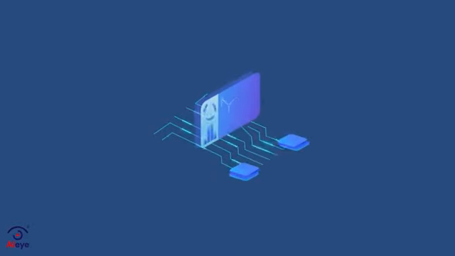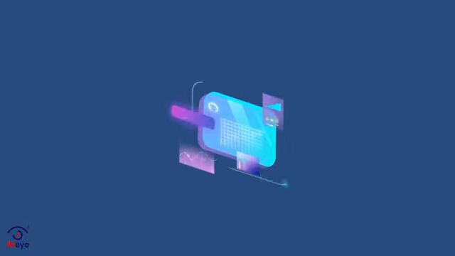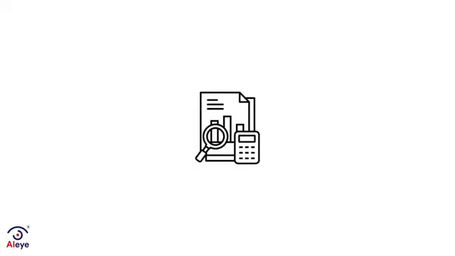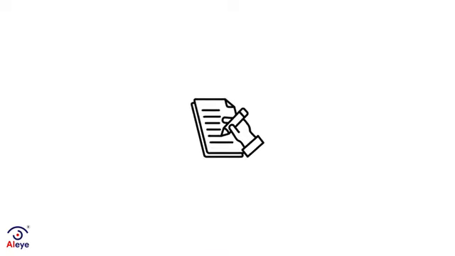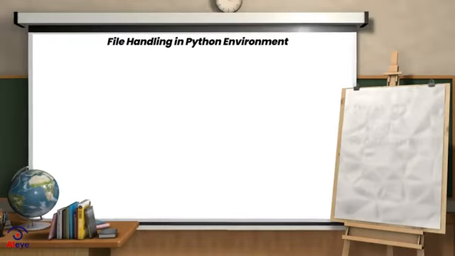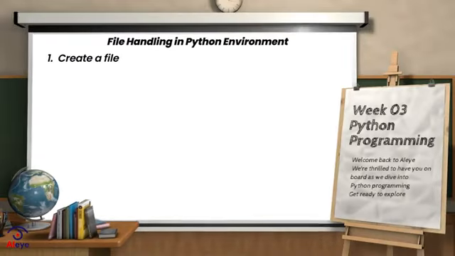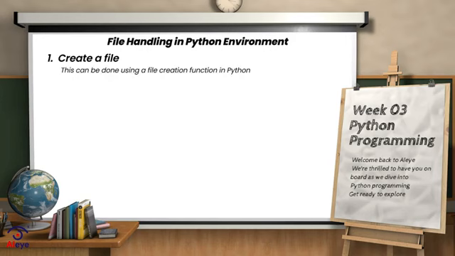As we know, in a software program, a file typically refers to a digital container that stores data, information, or instructions in a structured format. File handling in AI applications is all about reading and manipulating data stored in files and writing data to a file. This week, we will study how to create a file. This can be done using a file creation function in Python.